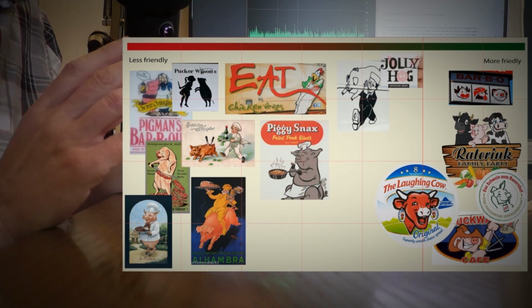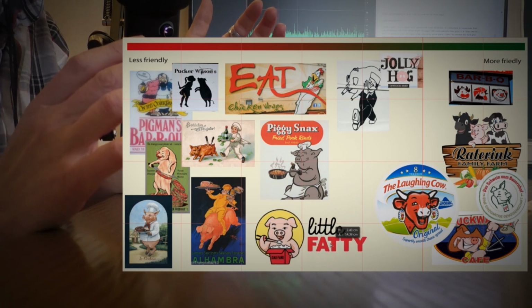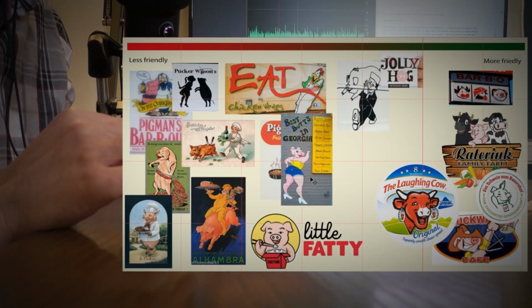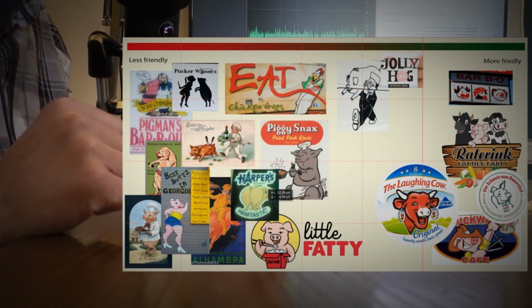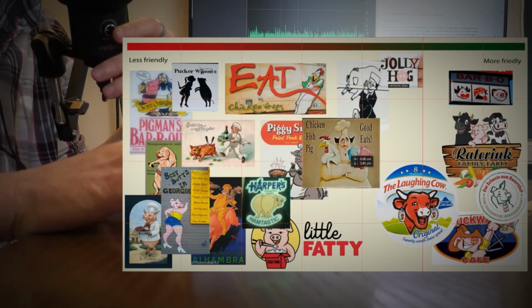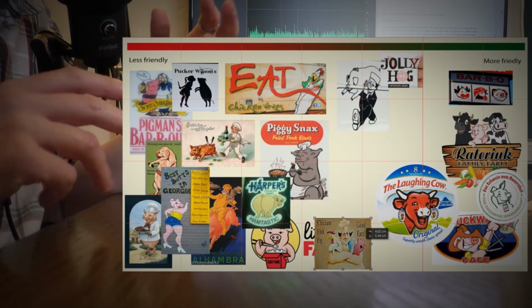So with that in mind, I usually separate the logos into groups and put them on some kind of a scale. In this case, the scale is friendliness, more friendly or less friendly, but it changes every time with every client. So for the most part, it's smiling animals.